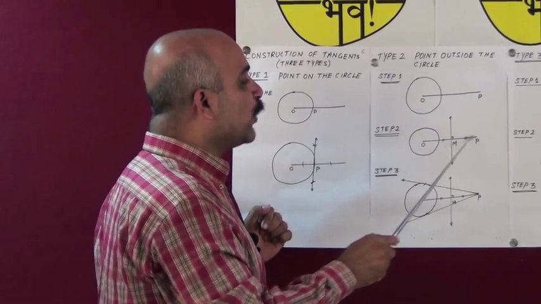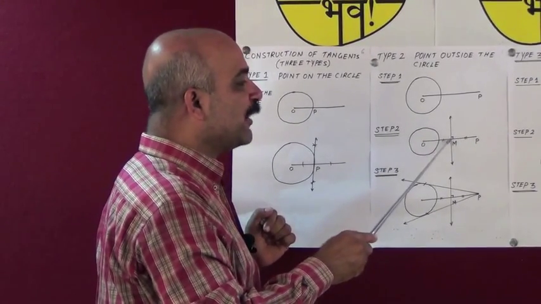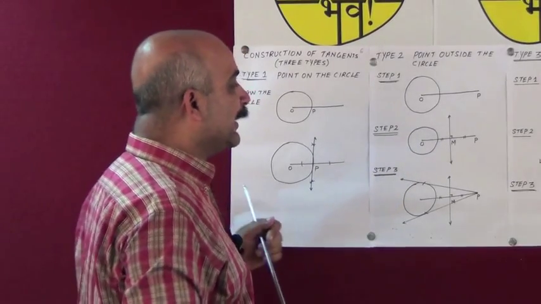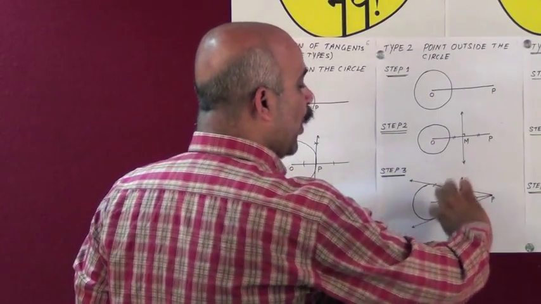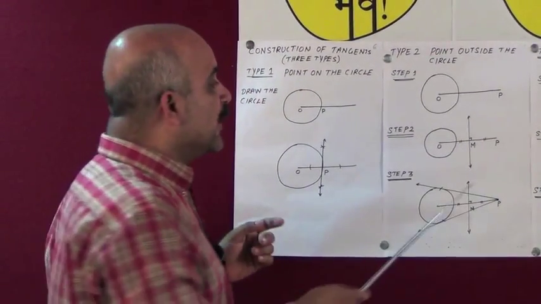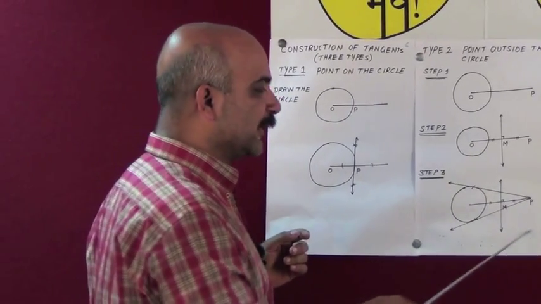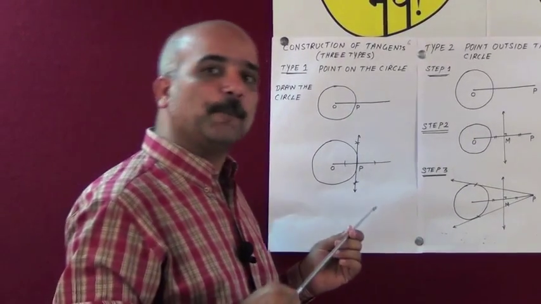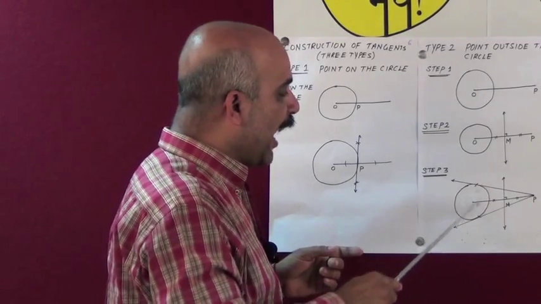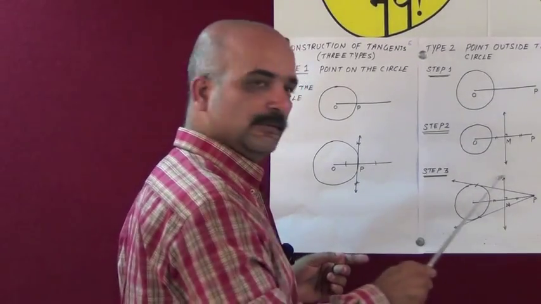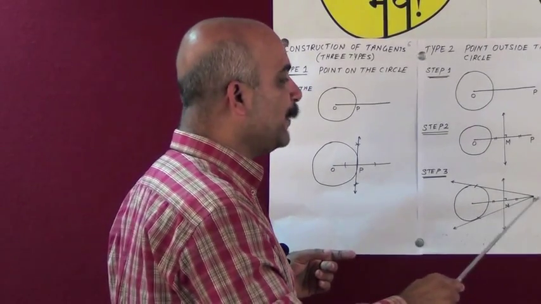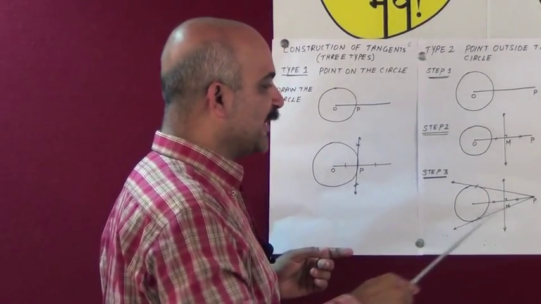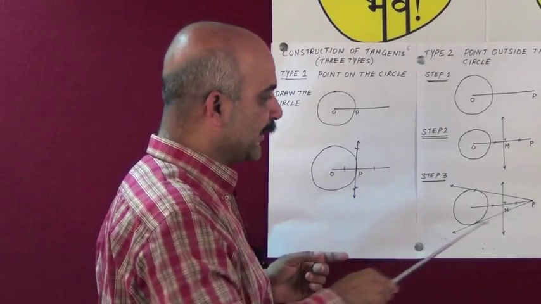Now, after you get the point M, keep the needle at point M and the pencil at point O and cut an arc on the circle. Some teachers draw a complete circle here. It varies from person to person, but either you draw an arc or you draw a complete circle. Wherever the circles meet, there you join the point P and you get 2 tangents, as you can see here.